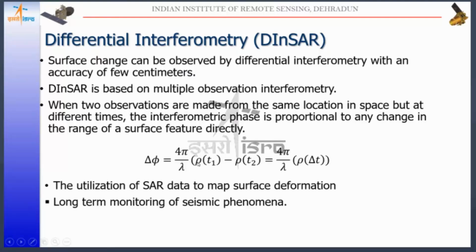So that is the relation, where rho T1 is the slant range at time T1, and rho T2 at time T2. Then the formula is 4 pi by lambda times rho of delta T, where rho is the slant range. So it can be utilized to map surface deformation or for long-term monitoring of seismic phenomena.